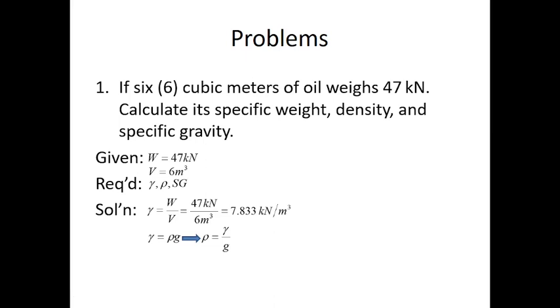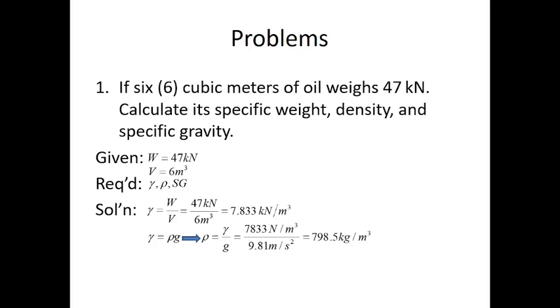In finding the density, we have gamma over g, where the specific weight is 7,833 newtons per cubic meter. I expressed the specific weight in terms of newtons per cubic meter. Then I divide it by the acceleration due to gravity of 9.81 meters per second squared, and I will obtain an answer of 798.5 kilograms per cubic meter.